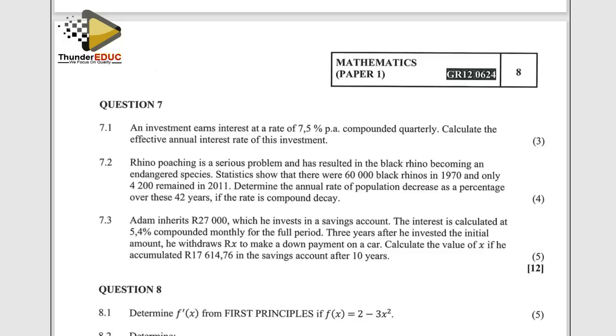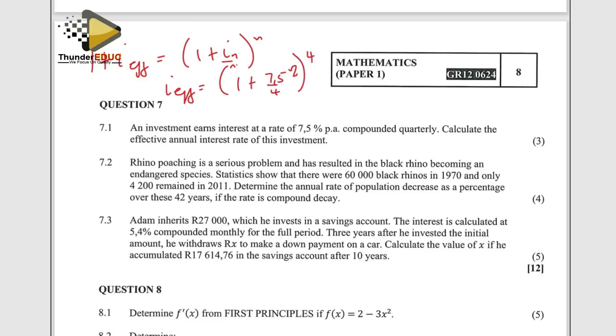Question number 7, finance. Okay, 7, they're telling us that an investment earns 7.5% compounded quarterly. Calculate the effective annual interest rate. All right, so with this, we just need to remember our formula. 1 plus I effective is equal to 1 plus I nominal over n, to the exponent of n. Then I effective is going to be 1 plus 7.5% over 4 to the exponent of 4, minus 1.